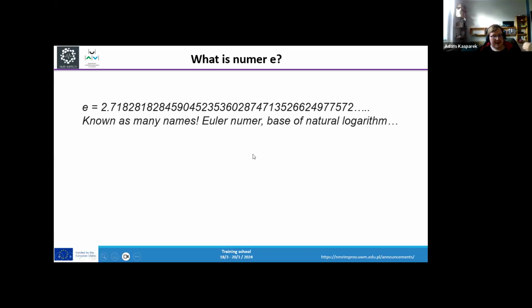And this number is called by many names. Euler's number, sometimes called the base of the natural logarithm, and so on. We calculate it, and frankly, this number, how to say it, when you go to elementary school or high school, you learn what the number pi is, which you use to calculate the area of a circle.